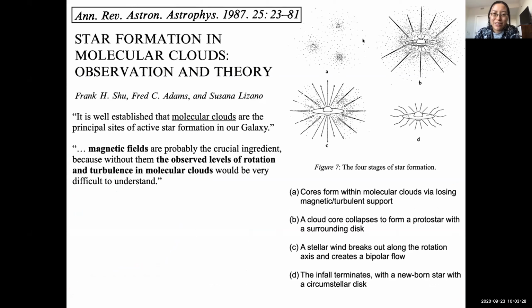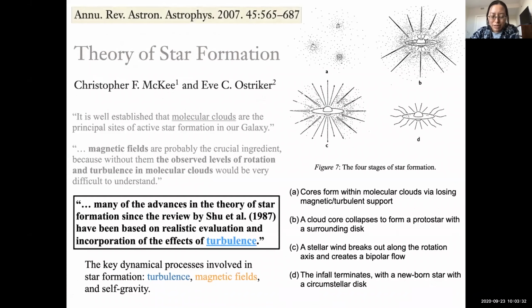But 20 years after this paper, there's an updated review by McKee and Ostriker. And as the authors stated, most of the progress on star formation theory in the last 20 years is based on advanced knowledge of turbulence. They also point out that together with the magnetic field and self-gravity, turbulence is one of the most important mechanisms controlling the star forming process.